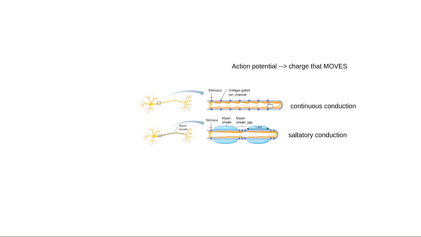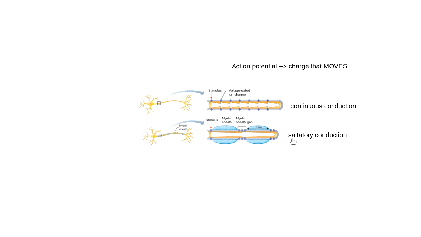When we do what's called continuous conduction, there are voltage-gated sodium channels and potassium channels all along the membrane. You see them here on my picture. All of these are little voltage-gated channels. So when I don't have myelin covering my axon, I have voltage-gated ion channels everywhere. There are doors all over the place. Compare that to down here with saltatory conduction.